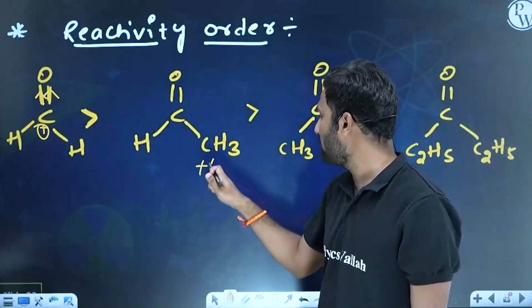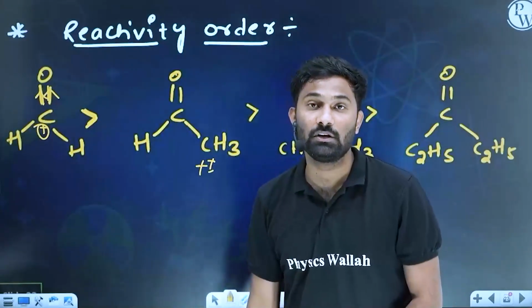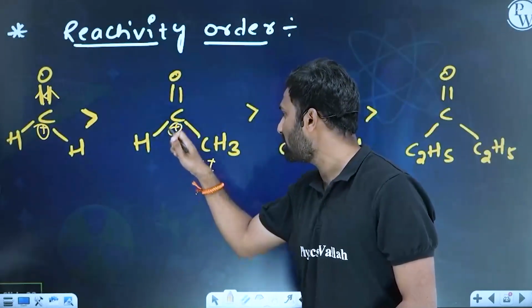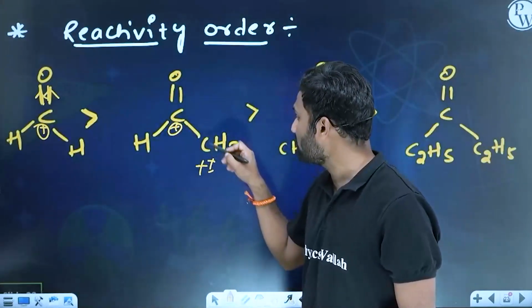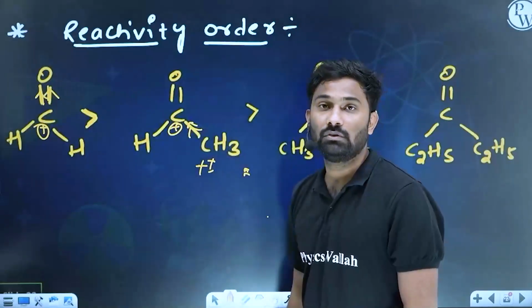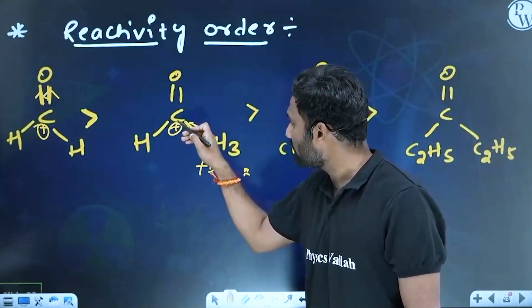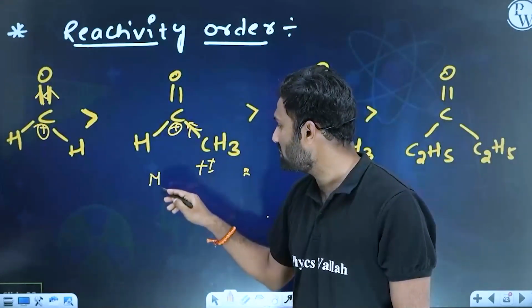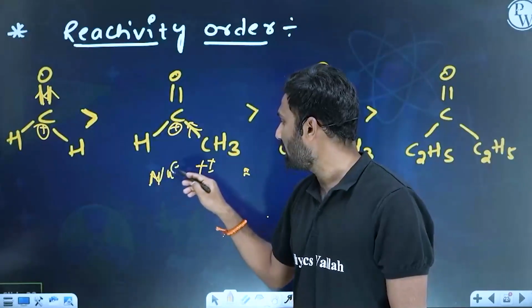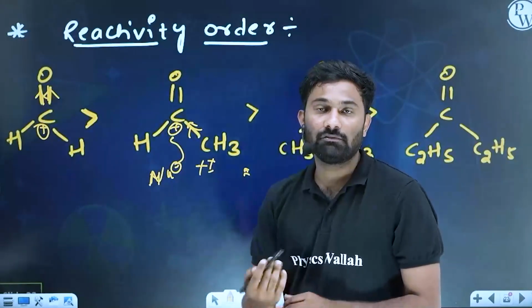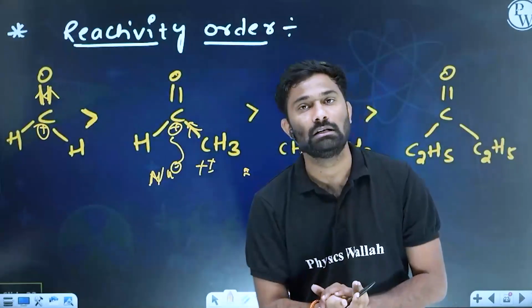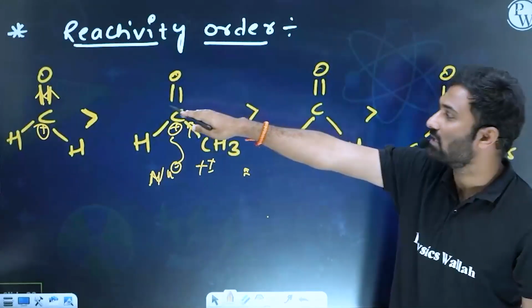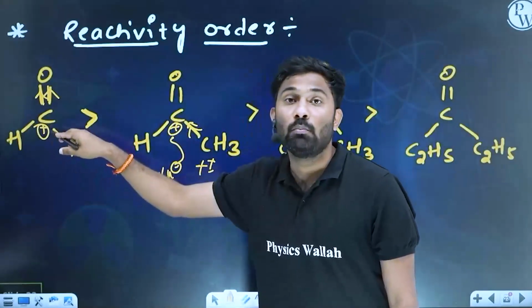Here look, CH3 is a plus I group, right? What does plus I group mean? Electron releasing group. Now there is positive charge on this carbon, but due to the presence of this plus I group, it will give the electrons. When it is giving the electrons, the positive charge on this carbon will be decreased. Now the positive charge on the carbon has decreased, so the attack of the nucleophile will take somewhat more time. Clear? That's the reason formaldehyde will react very fast, because here the positive charge is stronger.